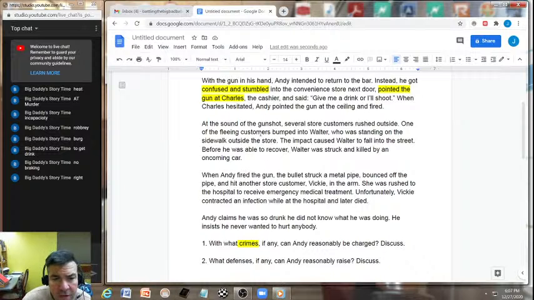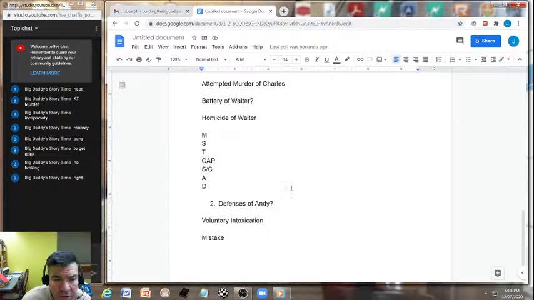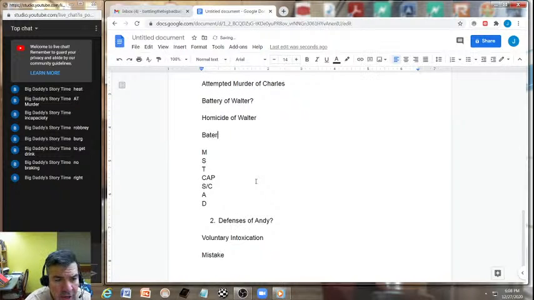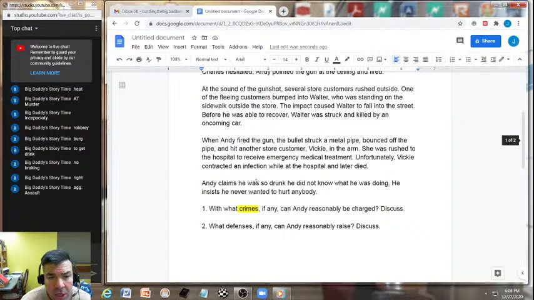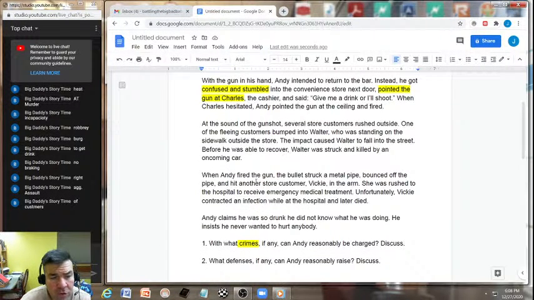Now that's Walter. Now, when Andy fired the gun, the bullet struck a metal pipe, bounced off the pipe, and hit another store customer, Vicky, in the arm. Okay, well, we definitely have a battery of Vicky here. Oh, aggravated assault. Okay, maybe aggravated battery of Vicky. You think? Oh, of the customers? Well, what would we be charging Andy for in terms of a crime concerning the customers?